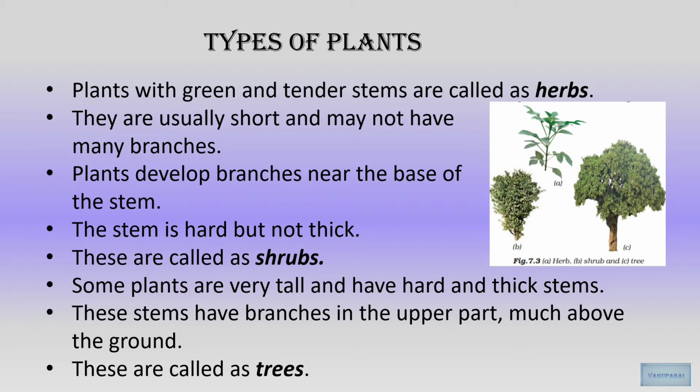Then the next type is the trees. Trees are very tall plants which have a hard and thick stem, and this is called bark. Now these stems might have branches, but unlike the herbs, the branches are found on the upper part of the plant. They are not towards the ground. These are called trees.